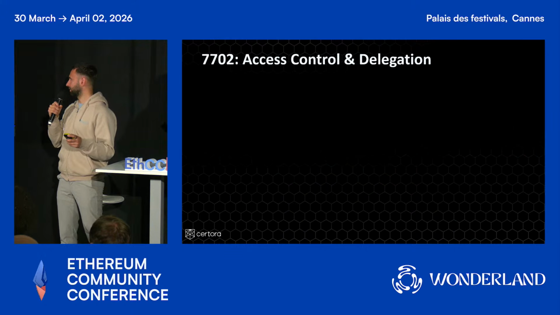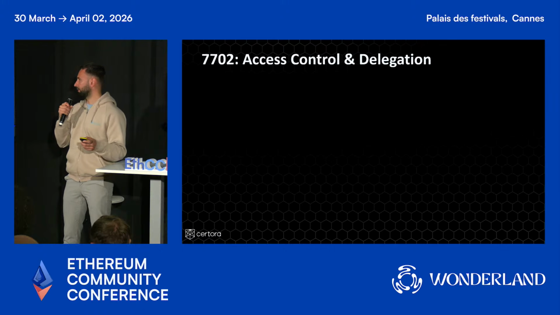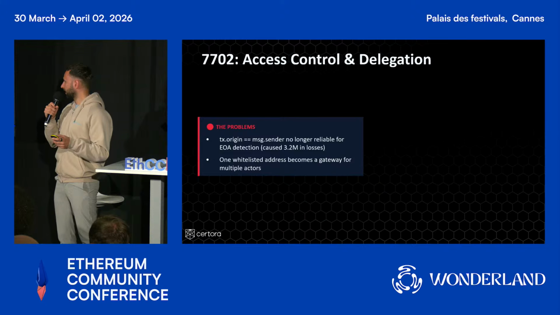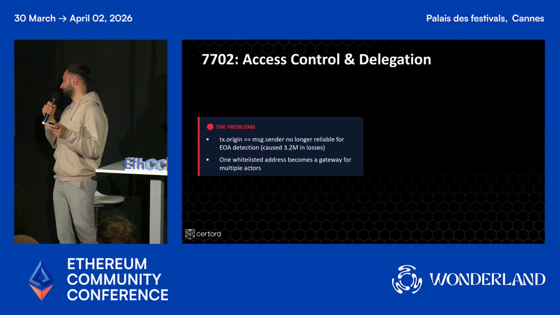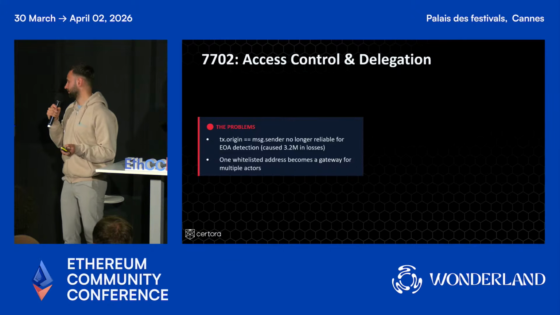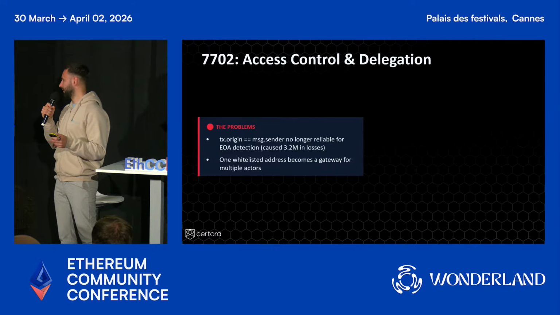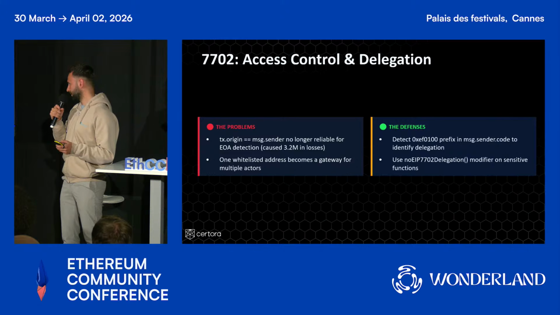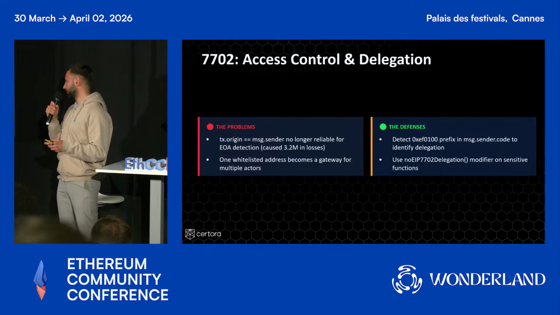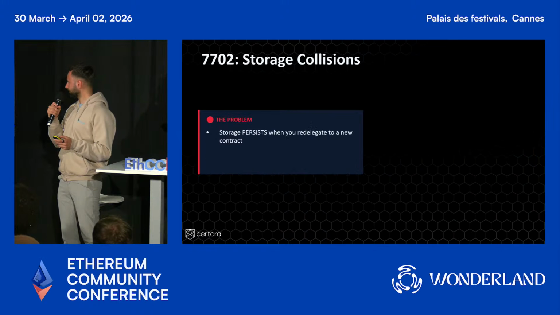Number 3, access control and delegation. This is where the 0xEF0100 belongs. First, it's well known, but it has caused more than 3.2 million in losses. So I had to talk about it, but no longer rely on tx.origin. And if you want to detect delegation in your smart contract, you can use msg.sender.code.